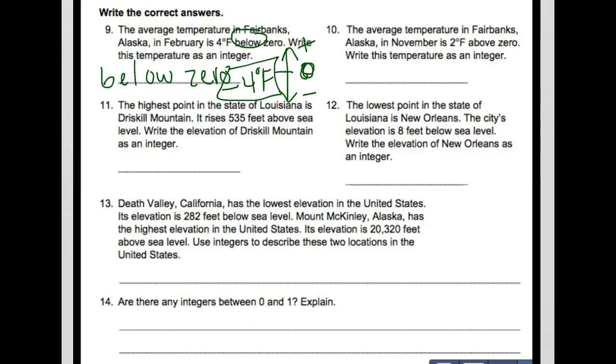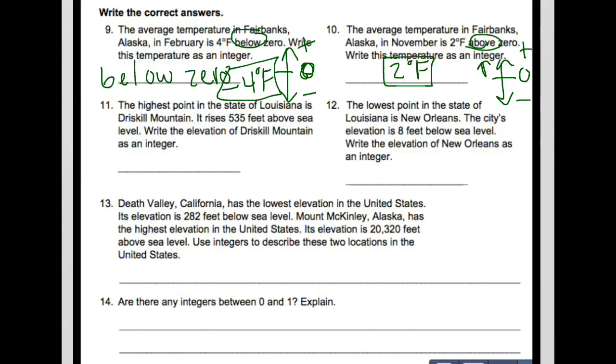Next one, number 10. The average temperature in Fairbanks, Alaska in November is 2 degrees Fahrenheit above zero. Write this temperature as an integer. So once again, here's my number line that's vertical. I put 0 here at the middle, negative on the bottom, positive on the top. When I go above, that means I'm moving up from 0. So I'm going into the positive, so my answer is 2 degrees Fahrenheit, and it's a positive integer. Box that in.